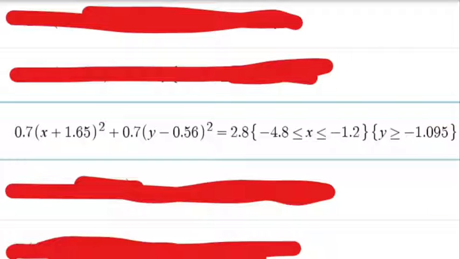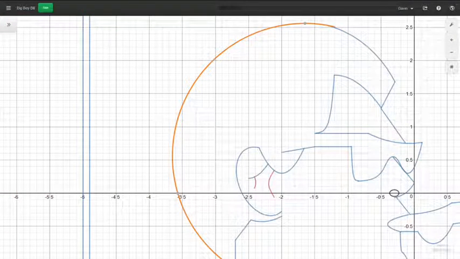And then our radius is, of course, going to be the square root of 2.8, which I can't do off the top of my head. And the domains were then restricted so we could fit it to his head so it didn't look weird and actually covered his hair. And yeah, that's how you make Bill Clinton's head.